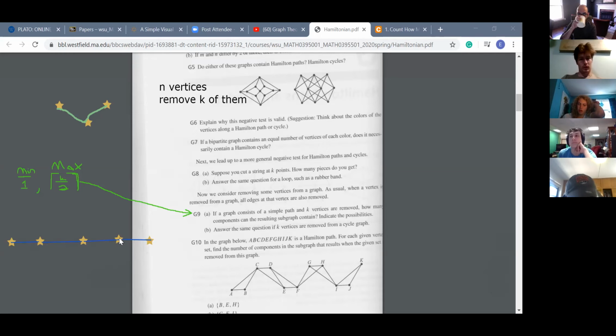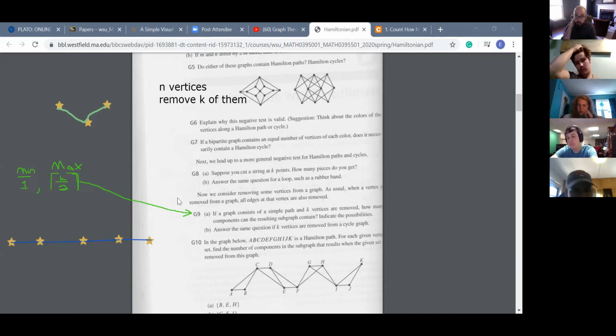If you take this one, you'll have 3 components. You can have 3, yeah. Can you have 2? Yeah. You can have 1, 2, or 3. You can't have 4 because 3 is the maximum. So in this case, if I take away 2, I could make it 1 component, 2 components, or 3 components.